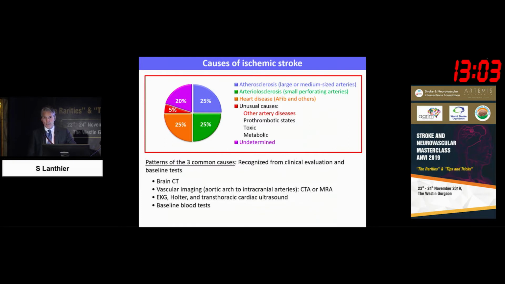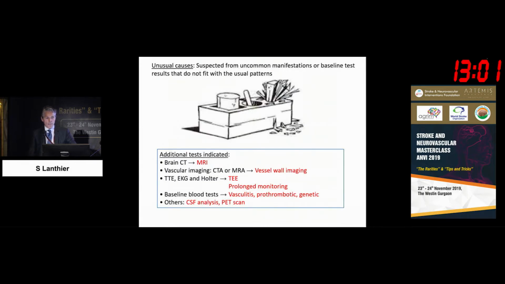as well as baseline blood tests. But sometimes, patients may have unusual causes, and these can be suspected from uncommon manifestations or baseline test results that do not fit with the usual patterns. In these cases, additional tests are indicated, and these can include MRI, vessel wall imaging, as was discussed, transesophageal echocardiography, prolonged monitoring, vasculitis, prothrombotic or genetic workup, as well as CSF analysis and other tests as needed.